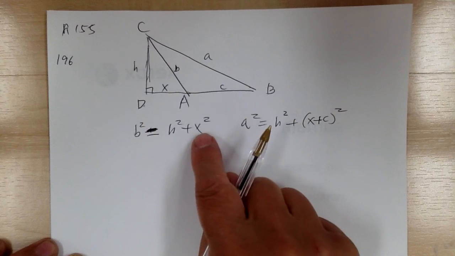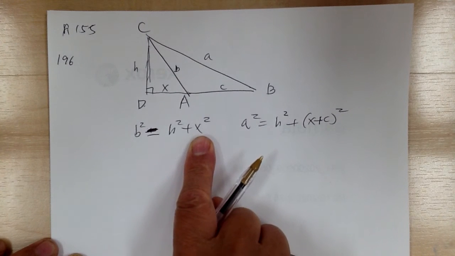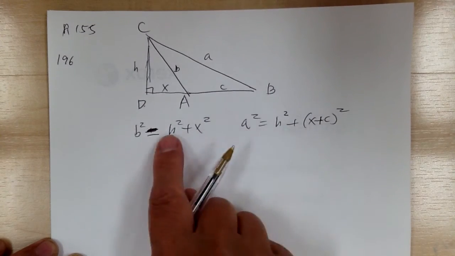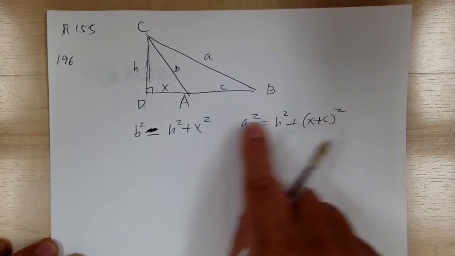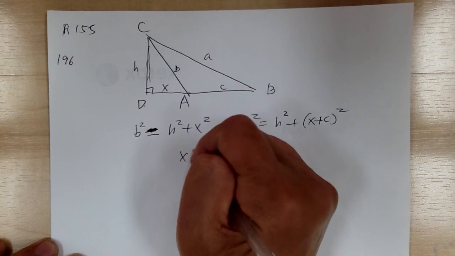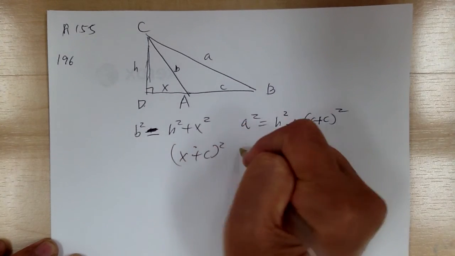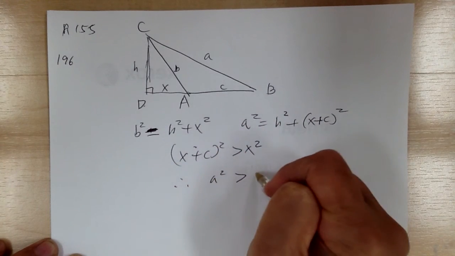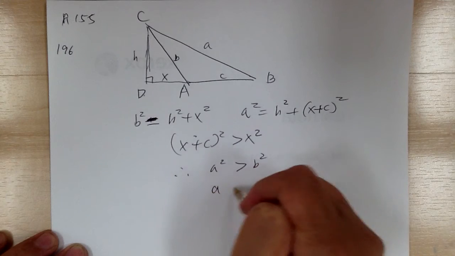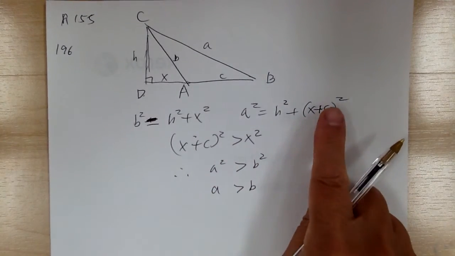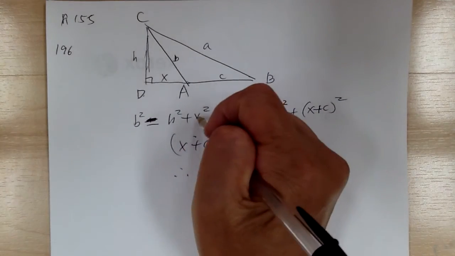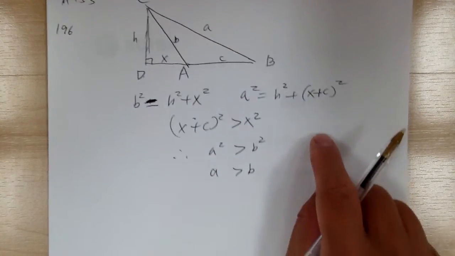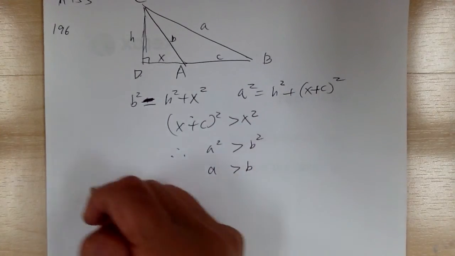And since this is greater than that, you can subtract the h squared on both sides. Since this is greater than that, again x plus c squared is greater than x squared. Therefore a squared has to be greater than b squared, and a has to be greater than b. If this is bigger than this, then this would be bigger than this, because they are equal, and take the square root.